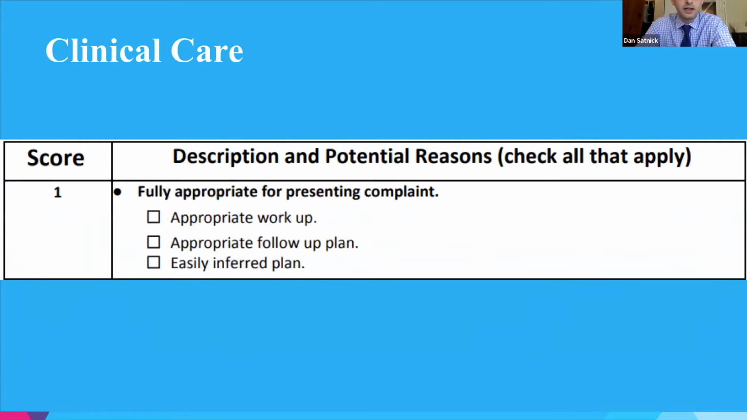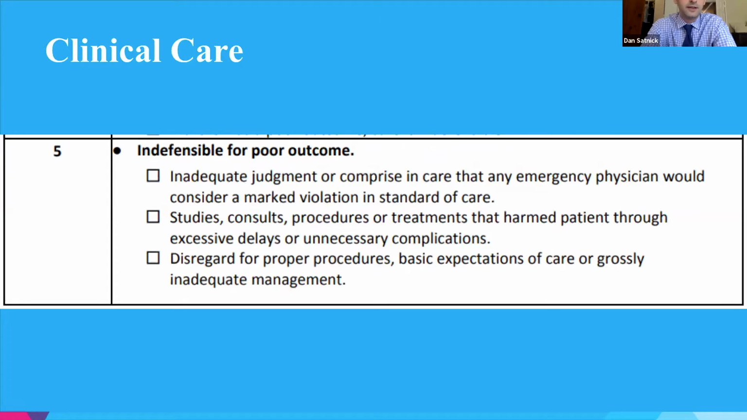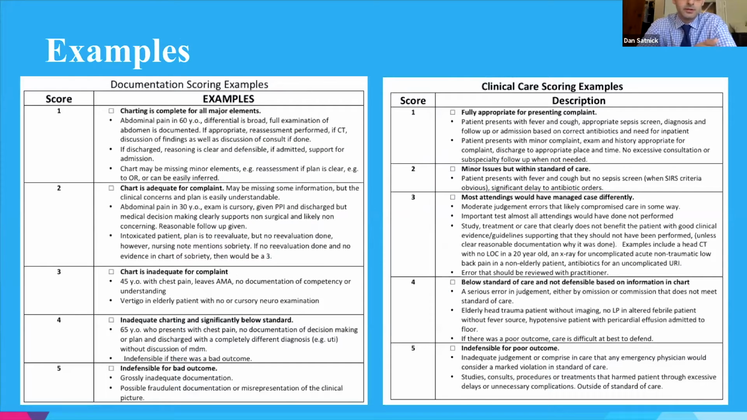As for clinical care, you could see a 1 is fully appropriate for the presenting complaint. A 3 means that most attendings would have managed the case differently. And a 5 is defined as indefensible for a poor outcome. We also provided examples for each of the documentation and clinical care. These are examples of what sort of case documentation would fit into those Likert scores.